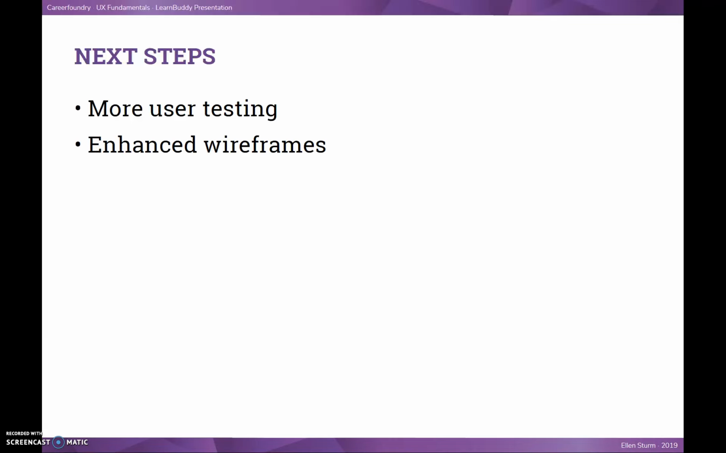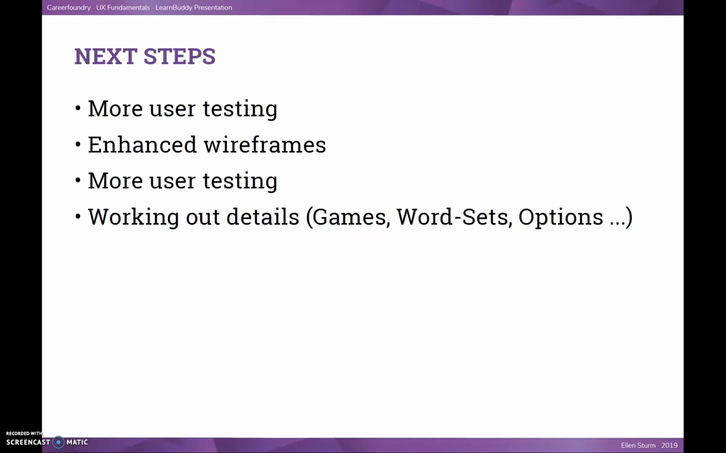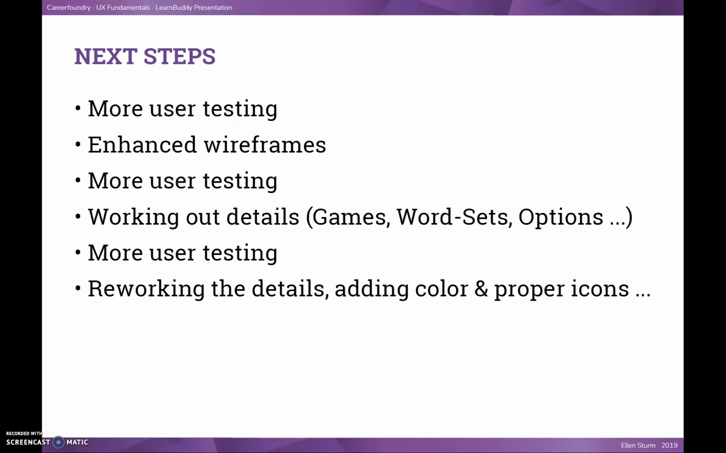So, what are the next steps? The next steps would be more user testing to see if my changes work. I would have to enhance the wireframes to make things clearer, and do more user testing. Then I would have to work out details like what the games are, what word sets, and what options I give people. I would do some more user testing. Then I would progress to reworking the details and adding color and proper icons. And did I mention I need to do more user testing? I think that's really important.